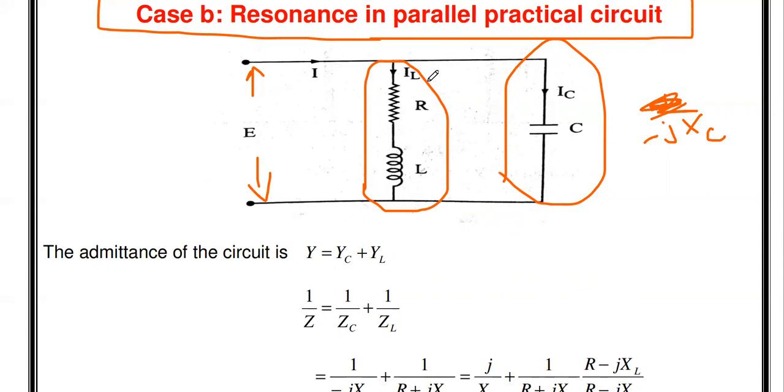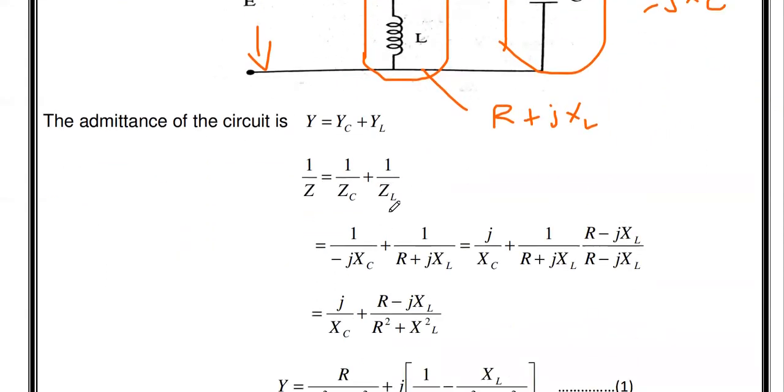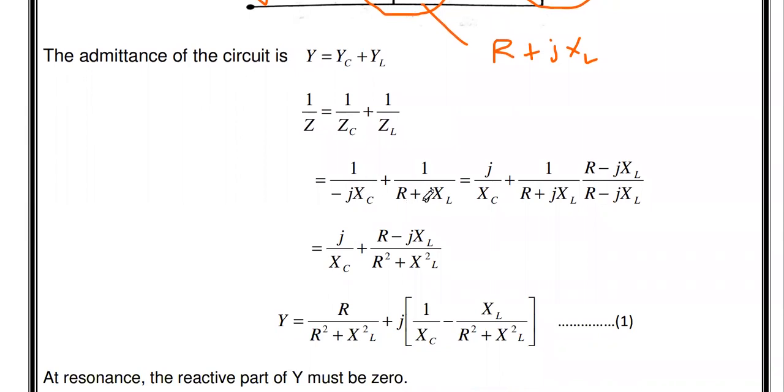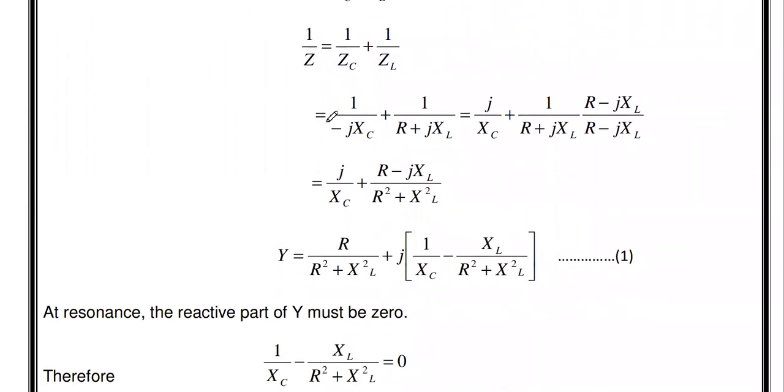So what is the impedance of this branch? The impedance of this branch can be written as R plus jXL, where XL is the reactance of this inductor. So ZL is equal to R plus jXL. Then 1 by minus j we can write as plus j, so j by XC, and here 1 by R plus jXL.